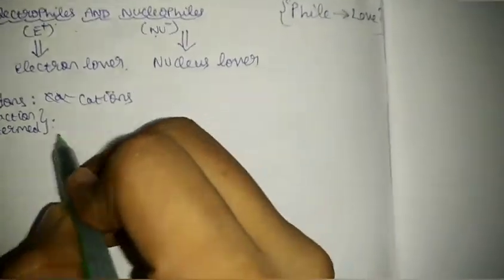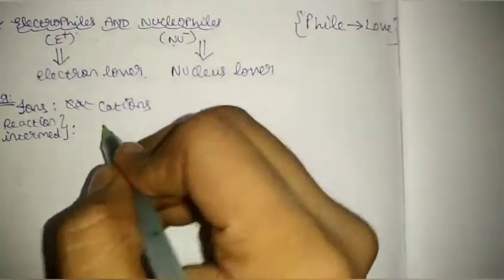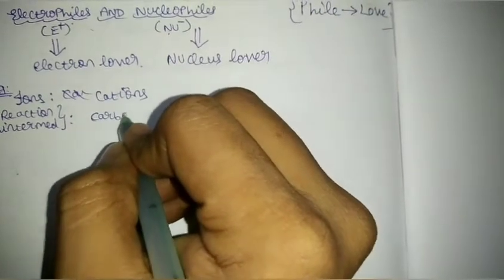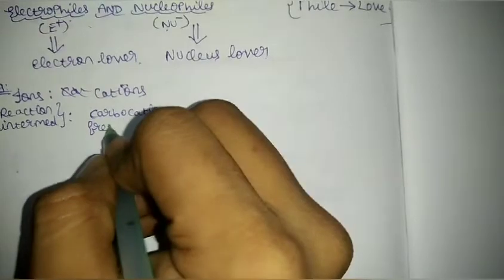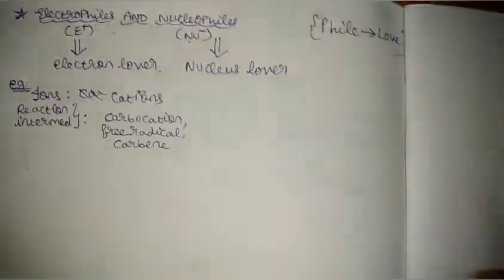So I'll say further about examples of these when we see reactions. But for now, you can take carbocation, okay, carbocation. You can take a free radical also. And you can take carbene. This you'll study in detail while we come to the reactions part. Okay, these are the examples you can take.